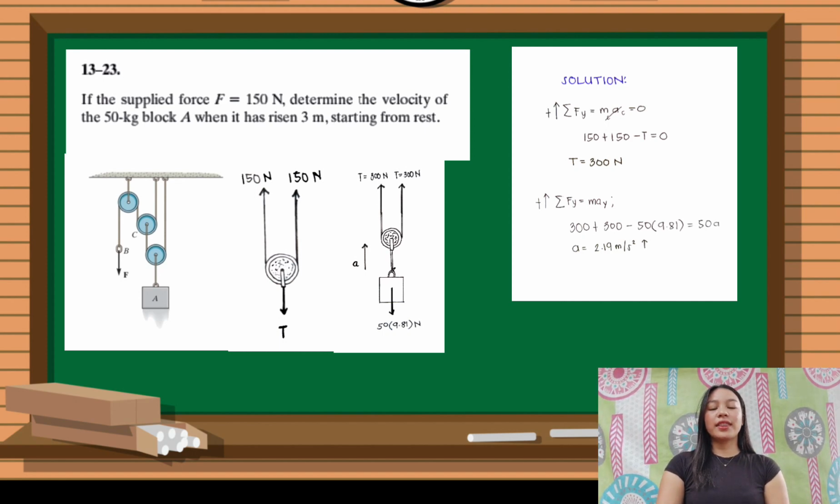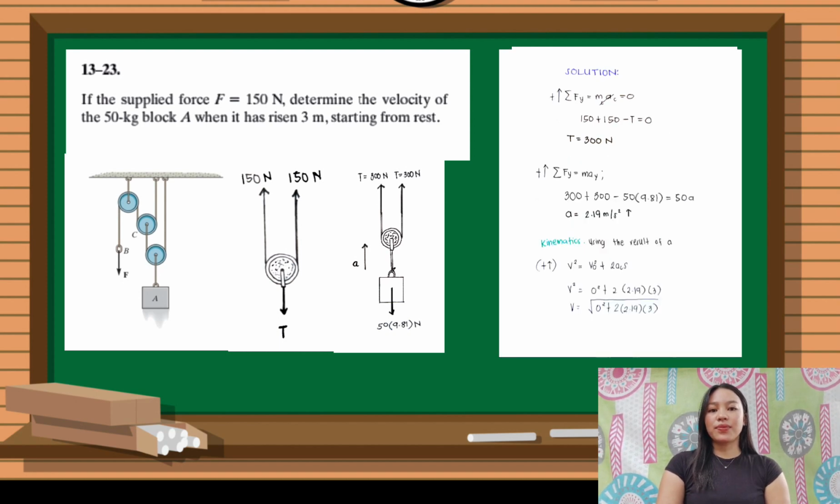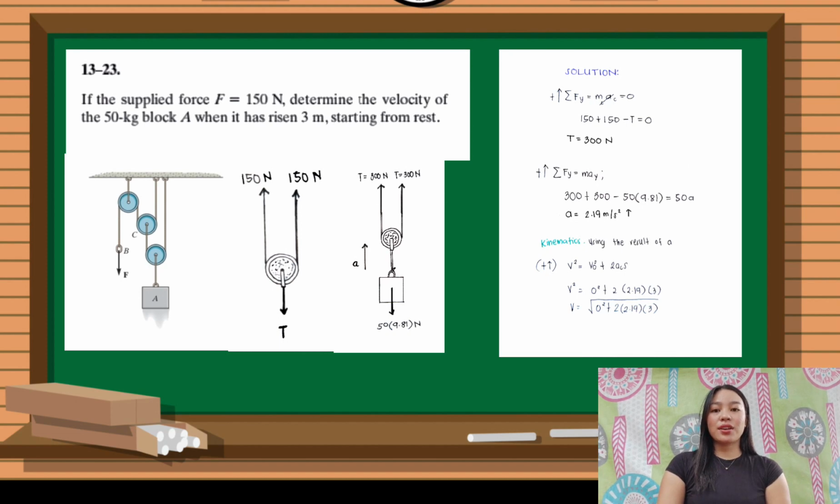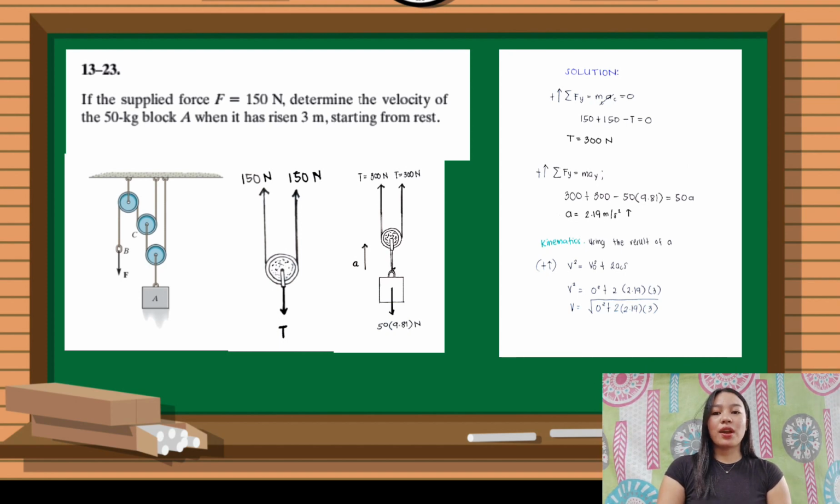And now we are given that the initial velocity is 0, or it starts from rest, and it travels a distance of 3 meters, and initially let's say that the position of the block is 0 meters. So v squared is equal to the initial velocity squared plus 2aS. So v squared is equal to 0 squared plus 2 times 2.19 times 3. So v is equal to the square root of 0 squared plus 2 times 2.19 times 3.